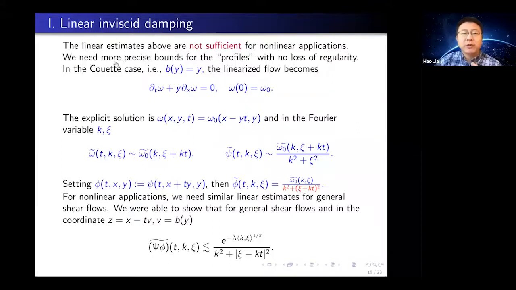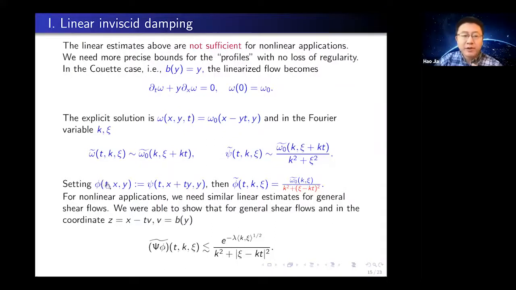But it turns out we would need more precise bounds on the profiles instead of just magnitude type control. So this can be seen again very clearly from the Couette case, when b of y is equal to y, in which case the linearized flow simplifies to a simple transport equation, and you can solve it explicitly. So omega is given in this formula. And if you take the Fourier transform in both x and y, you get a formula for the stream function like this, where omega naught tilde is the Fourier transform of the initial data. Now, of course, this is not uniformly smooth in time, because if you imagine t is very large, this can only have uniform decay like 1 over k squared t squared. So that's not very regular. I mean, the regularity depends on t.